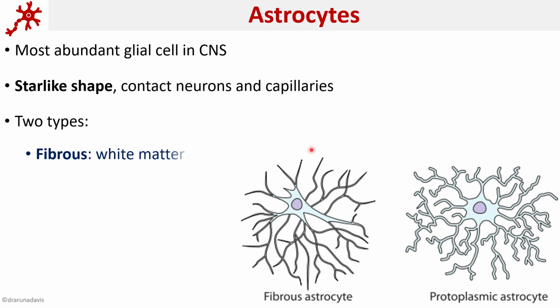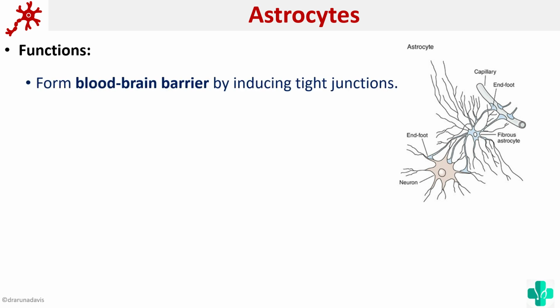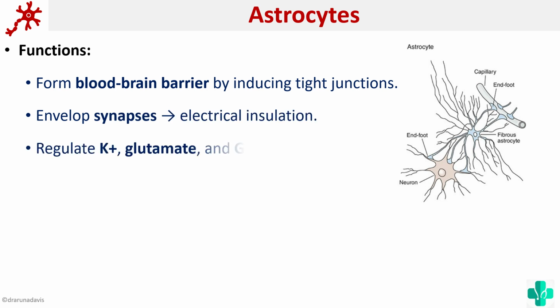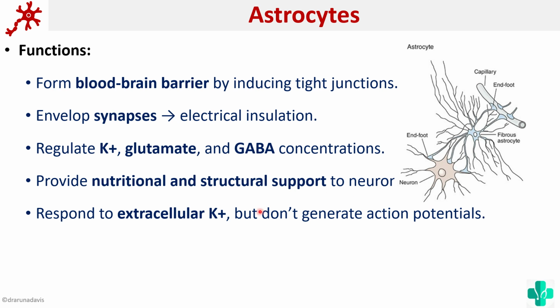The fibrous astrocyte is basically present in the white matter, and the protoplasmic astrocyte is basically found in the gray matter. So what are the functions of astrocytes? They form the blood-brain barrier by inducing the tight junctions. They envelop the synapses so as to produce an electrical insulation. They regulate potassium, glutamate and GABA concentration and provide nutritional and structural support to the neurons. They also respond to the extracellular potassium, but they do not generate action potential. So astrocytes have multiple roles, especially in the blood-brain barrier, electrolyte and neurotransmitter relationships, and nutritional as well as structural support.